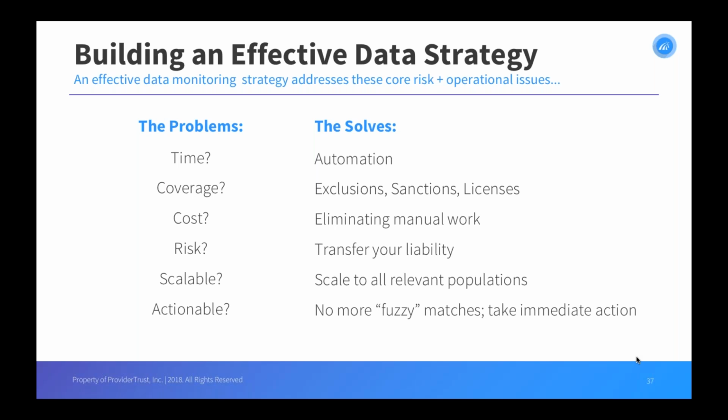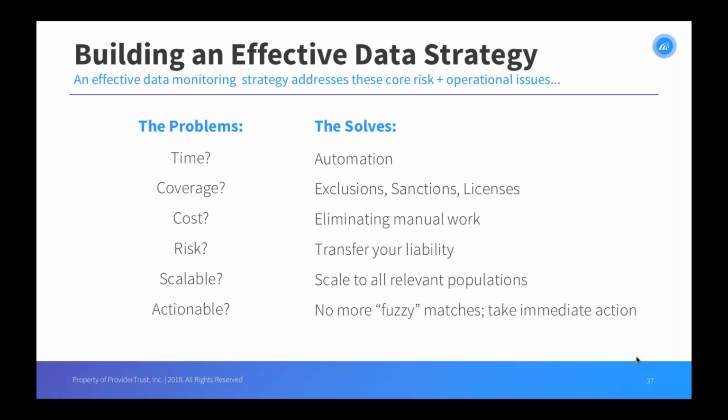Risk. Is there a way to do so and transfer your liability at the same time? Scalable is how do you scale a solution from just your employees to your referring network, referring physician network? How do you take a solution for your vendor population and scale it to the owners of those vendors, right? That's what we mean when we say scalable. And then actionable, right? How do you get rid of the fuzzy matches, right? The things that you're not sure, is this really the same John Smith that exists within your organization? How do you take immediate action to actually take the data you have from your processes and make it actionable for your compliance or HR teammates?